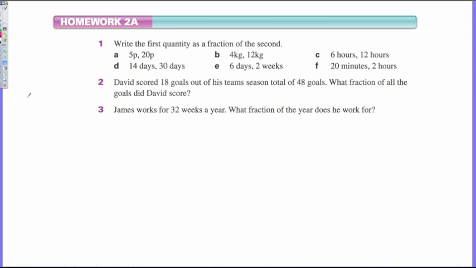Okay, so here is the homework. The first one is just writing the first quantity as a fraction of the second. Remember to convert the units if you need to. And then the last two are just worded questions similar to what we've been doing already.